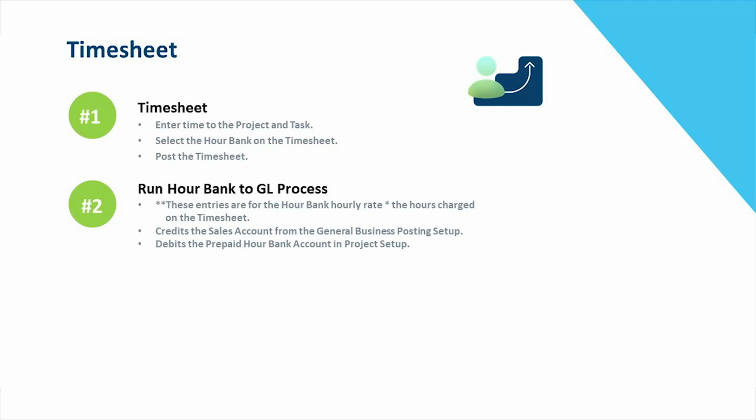That will credit the sales account from the general business posting setup, and it will debit that Hour Bank account that was originally posted when you did the sales invoice. The next step is we'll show a demo of the steps and how to set it up.